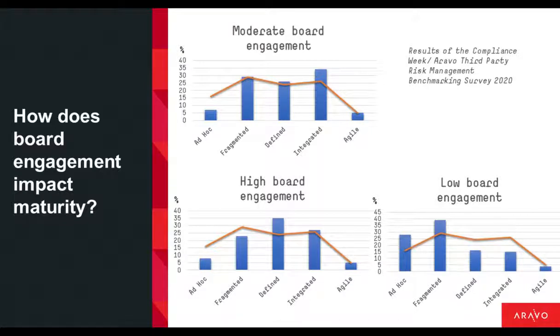Programs typically need some kind of board and senior management sponsorship. So what's interesting here is those respondents who indicated that the boards were moderately or highly engaged in their program governance really had significantly more mature programs than those whose boards had low engagement.